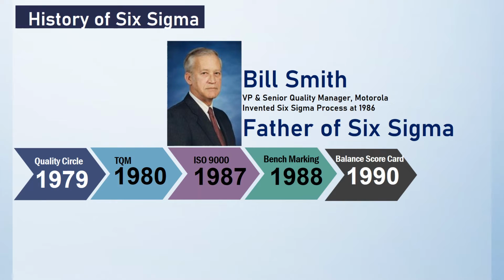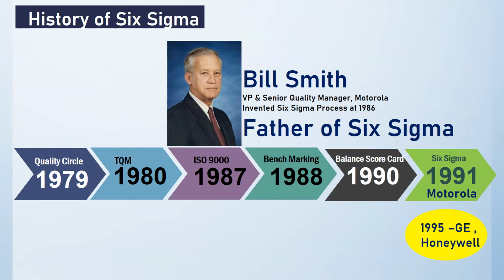In 1986, a gentleman called Bill Smith invented the Six Sigma process. He was VP and Senior Quality Management at Motorola. He invented the Six Sigma concept, and he is called the father of Six Sigma. Finally in 1991, it was formally launched by Motorola. Motorola is the first company which invented and adopted the Six Sigma process and Six Sigma culture. Later it was followed in other organizations like GE and Honeywell.